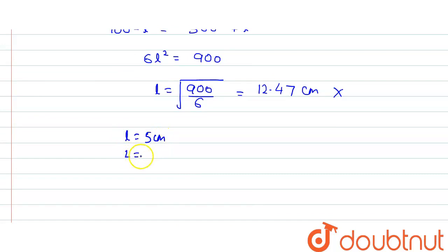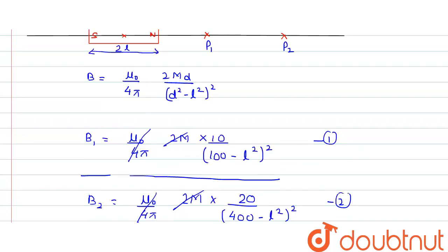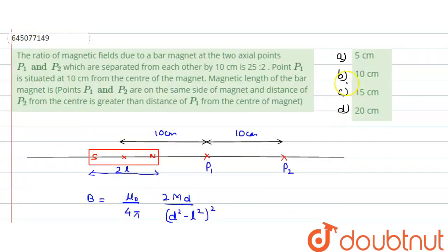So the total length would be twice the half length, that means 10 centimeter. So which is the correct option? 10 centimeter. If we check, the correct option would be the B option. Hope you understood this solution.